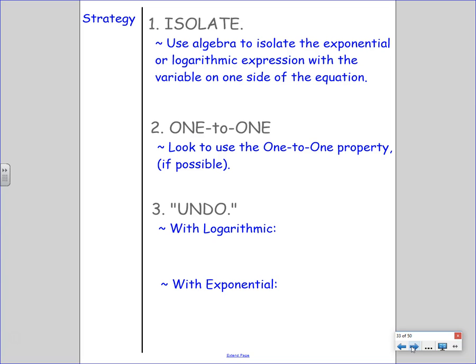But otherwise, if you can't use the one-to-one property, you're going to have to use what we did on the last 3 examples of the warm-up, of the simpler equations. If you have an exponential piece, you are going to have to use logarithmic properties to undo to get to x.